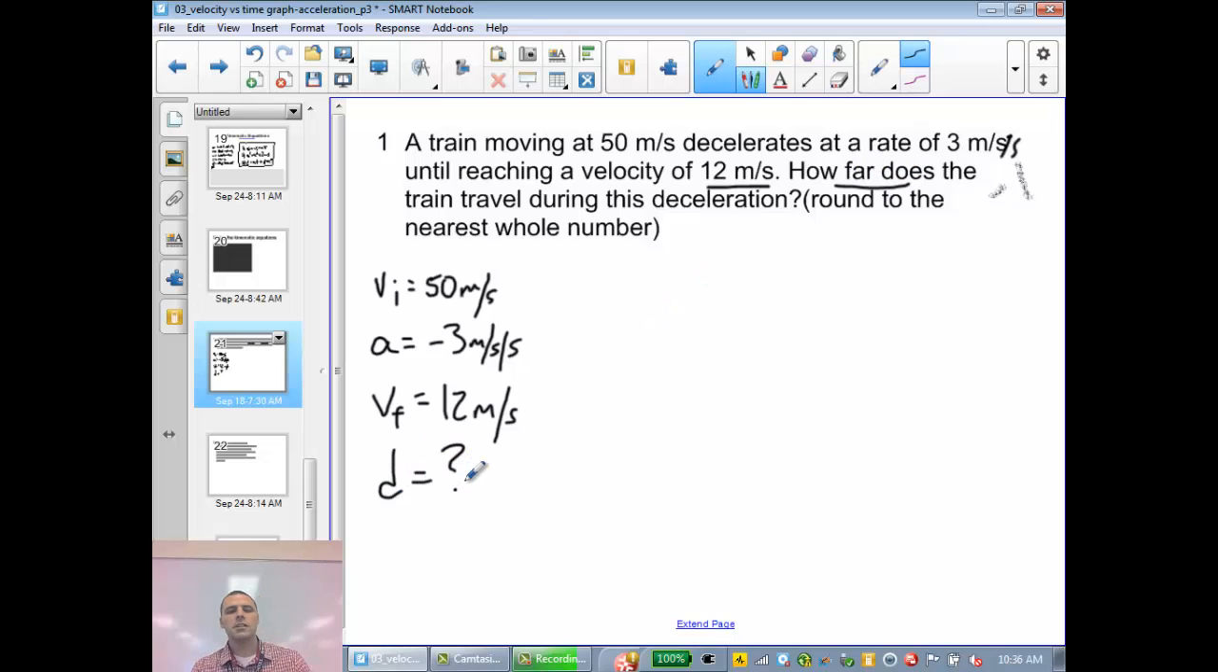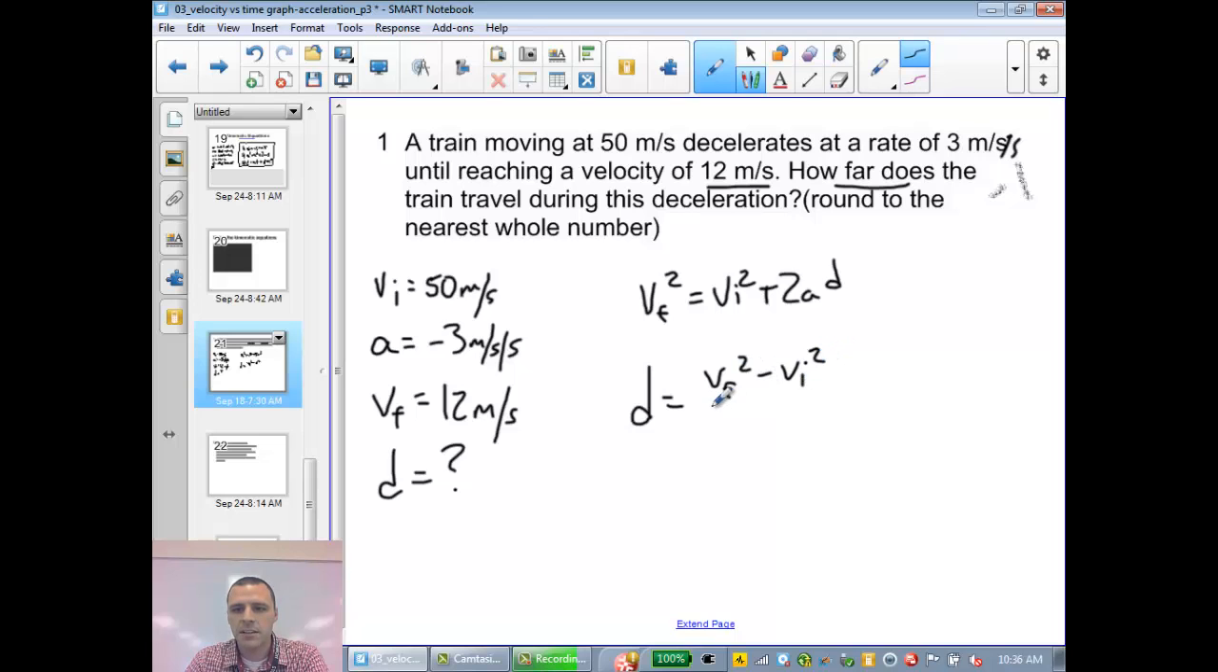So if we look at the things that we're given and what we want to find out, we have vi, a, and vf, and we want to find d. The second equation is our best option, vf squared equals vi squared plus 2 times a times d. Solving this for d, we subtract vi squared from both sides and divide by 2a. We end up getting vf squared minus vi squared, divided by 2 times a.